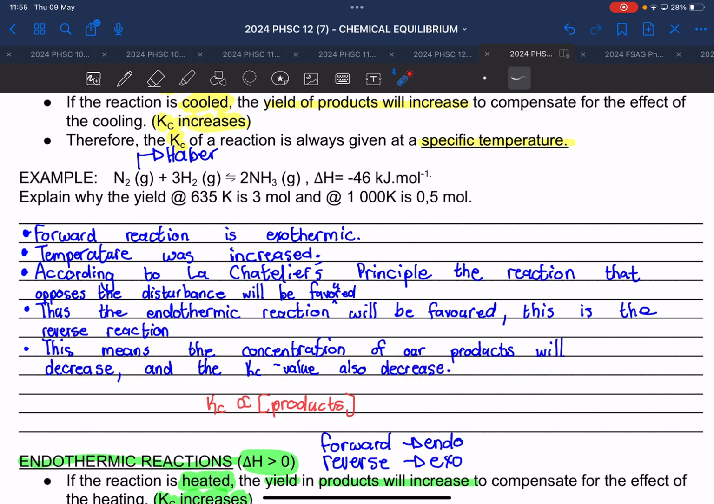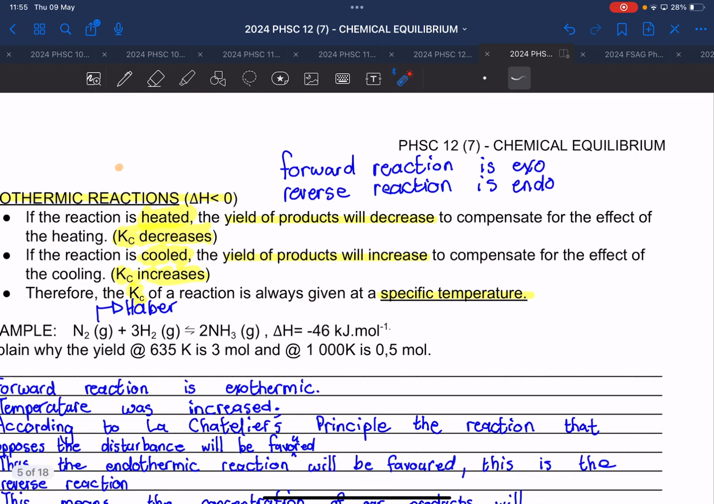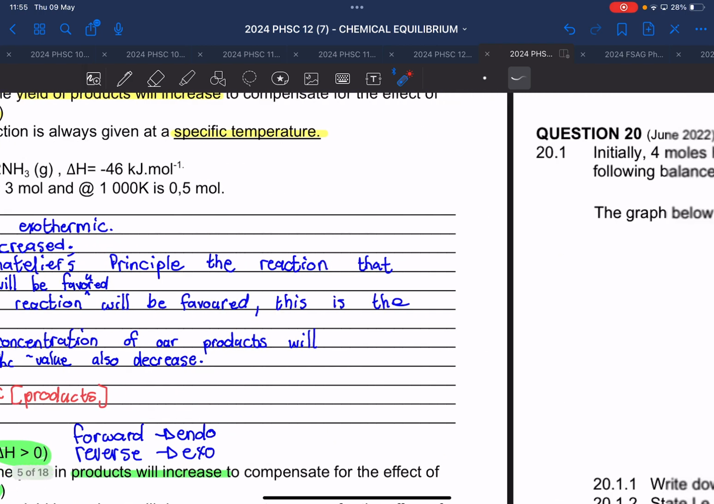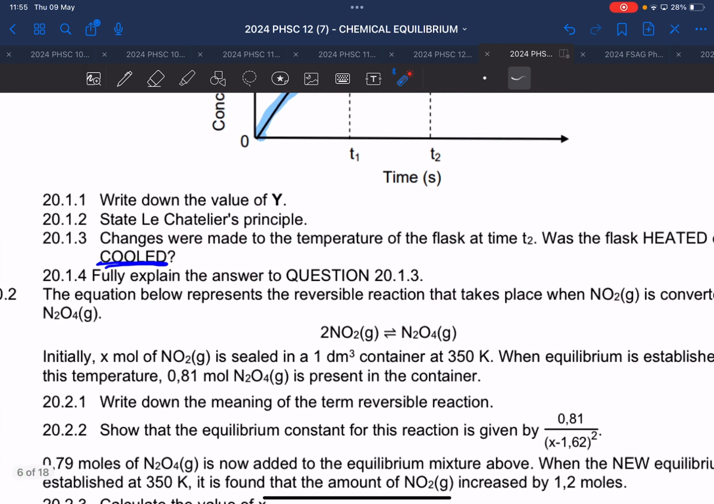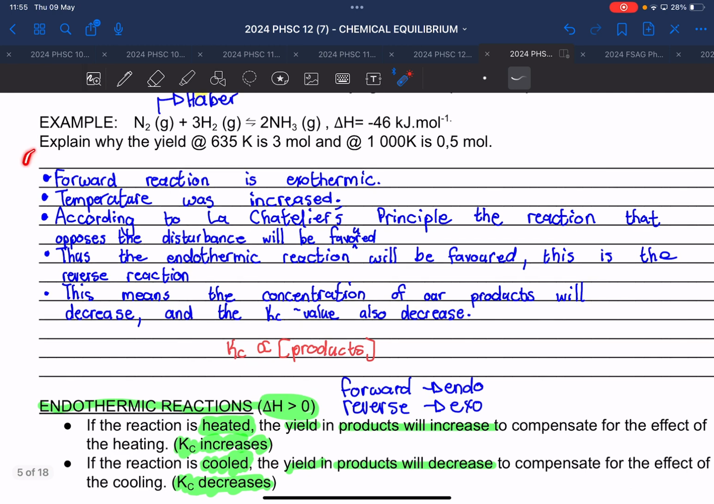So for this question, 2.1.4, you write down this. But because they already asked you to define Le Chatelier's principle, you don't have to define it in your answer again. You can just say according to Le Chatelier's principle. You see this counts 3 marks and 2 marks with the Le Chatelier's principle, so this whole thing can count anything from 5 to 6 marks.